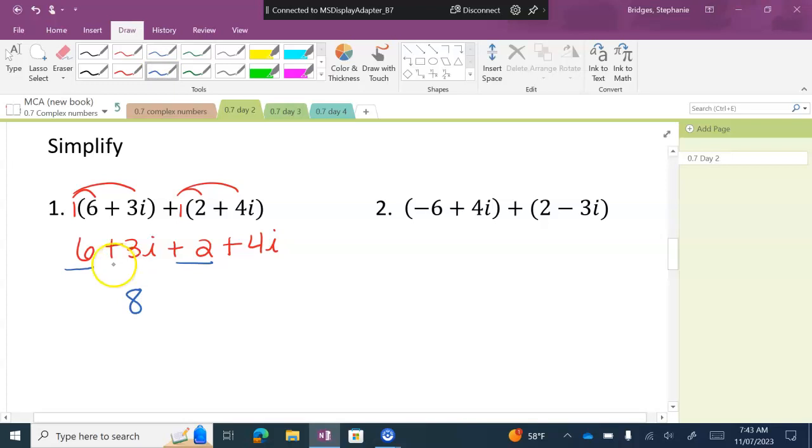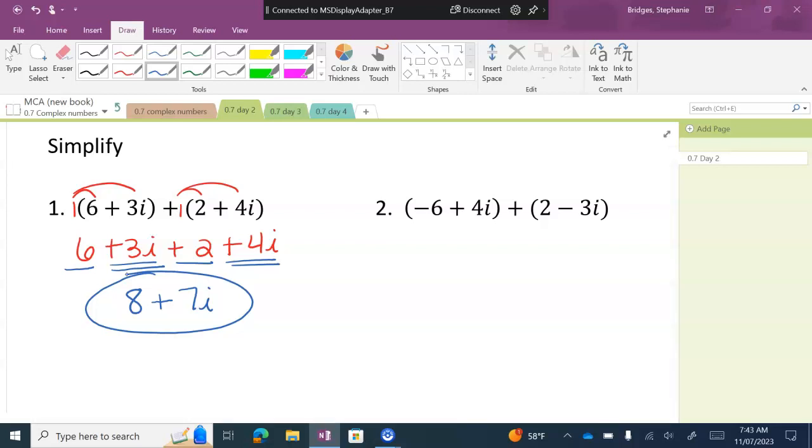And then I combine my two imaginary parts. A positive 3i and a positive 4i is going to give me a positive 7i. I cannot combine those any further because one has the imaginary number with it and the other one does not, just like we wouldn't do it if it were 8 plus 7x. So we're going to leave our answer just like that.